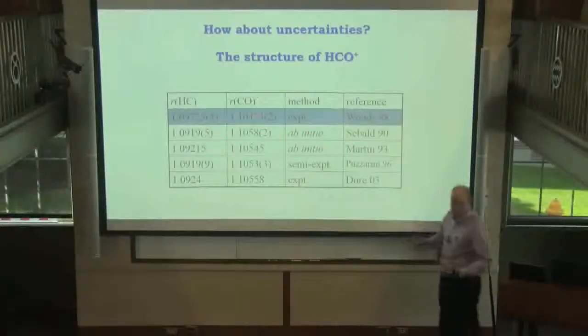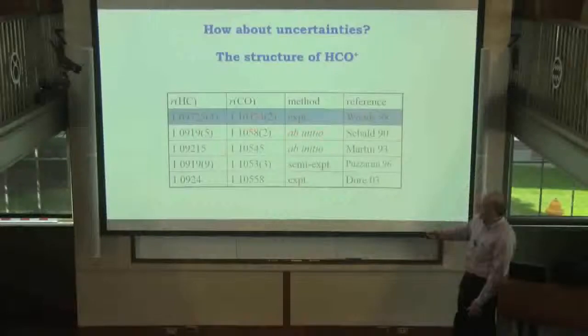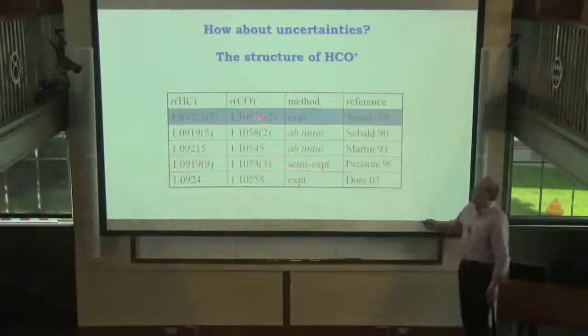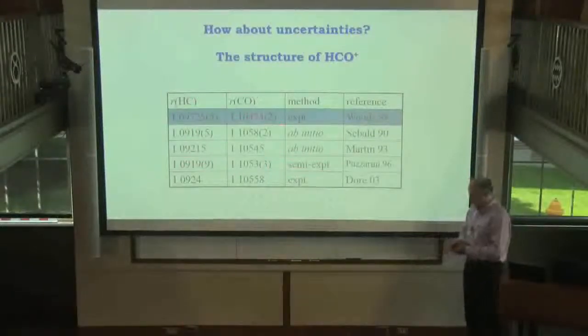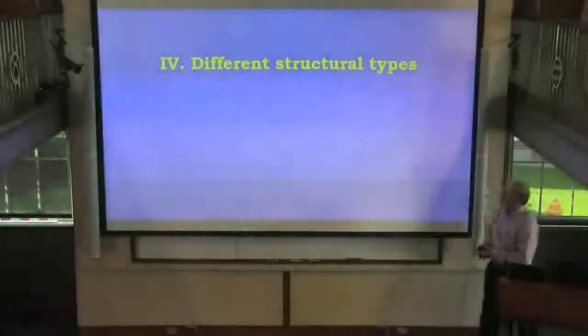Who is right and who is wrong? Of course, if there is a careful ab initio investigation and a careful determination of the uncertainty, this has to be right. So there have been other ab initio and then semi-experimental structural determinations clearly showing that, not within this uncertainty but to a large extent, this experimental study was just plain incorrect for this molecule.